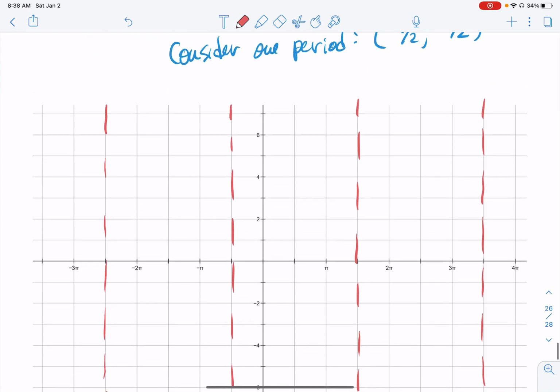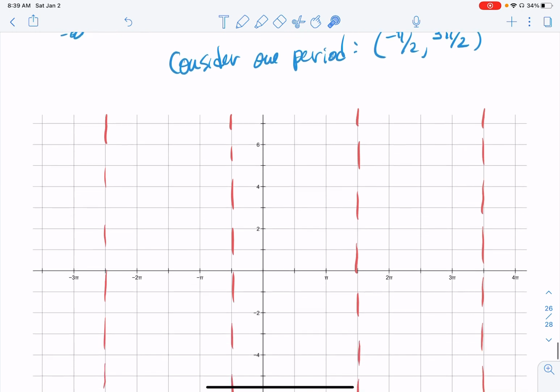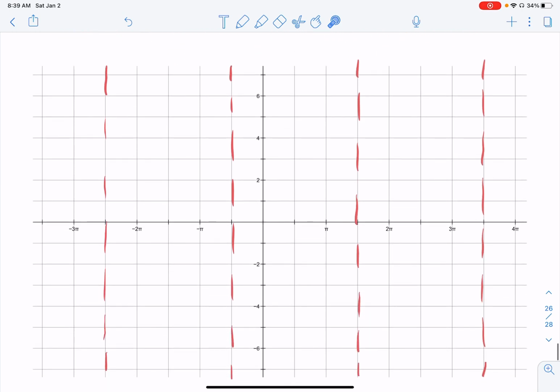There we go. So we are only going to consider this little interval here, and then we'll just duplicate it everywhere else. We'll start that process when we come back in the next video.